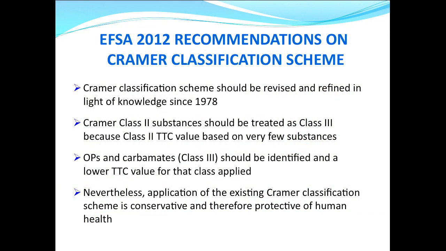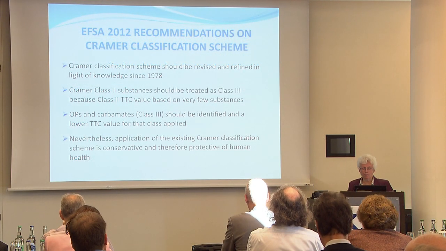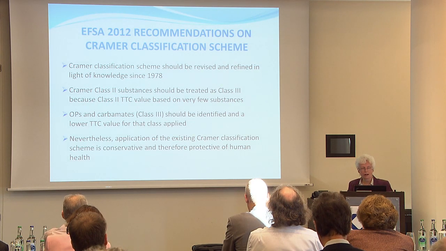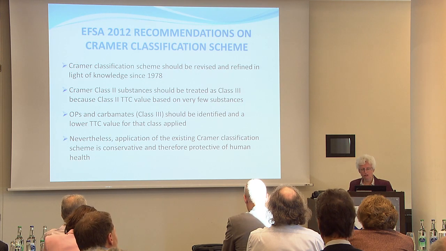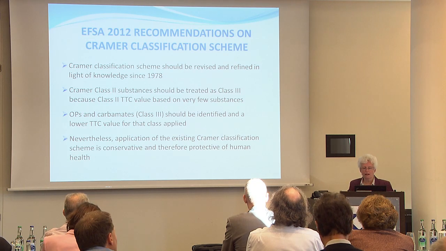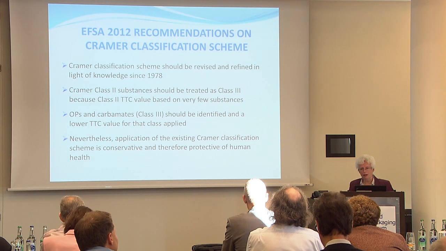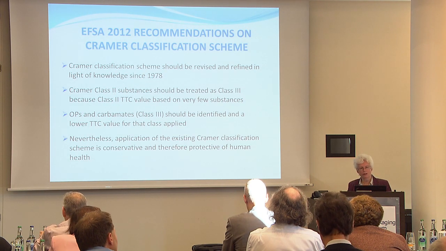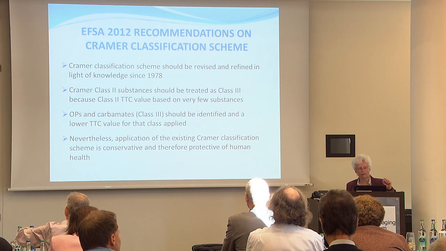And finally, EFSA published its opinion in 2012 about the TTC scheme as a whole. And these are just their conclusions about Cramer from within that opinion. They were of the view that the Cramer scheme should be revised and refined in the light of knowledge since 1978. In that regard, WHO is beginning to work out how to take some initiative in that area. But although everybody's been saying for a long time Cramer should be revised and refined, perhaps the best way to do it would be to add many more chemicals, say, to the Munro database and recalculate the TTC values all over again. But I think you can imagine the immense amount of work that's involved in that. And so far, nobody has come forward to do that kind of work or put up the money to do that kind of work.